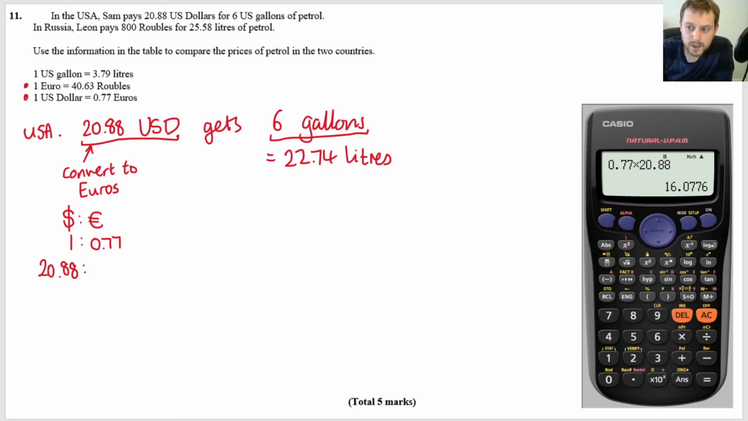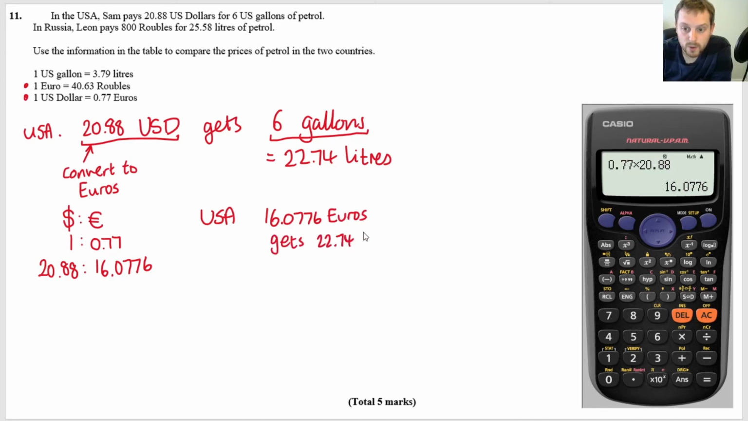And we want to be as accurate as possible as well. So I'm going to write this down in full, even though it probably won't make too much of a difference. If it was really, really long, I would probably round it a little bit, but since it's not that long, I'm just going to write it down. So what we've got is, for the USA, I'm just going to summarize the information: 16.0776 euros gets 22.74 litres.